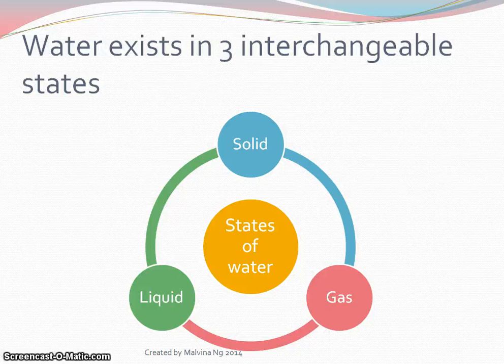We have learned that water can exist in three interchangeable states. They are the solid state, liquid state, and gaseous state. In the solid state, water can exist in the form of ice or snow. In the liquid state, water can exist just like our drinking water. And finally, in the gaseous state, water exists in the form of water vapor.